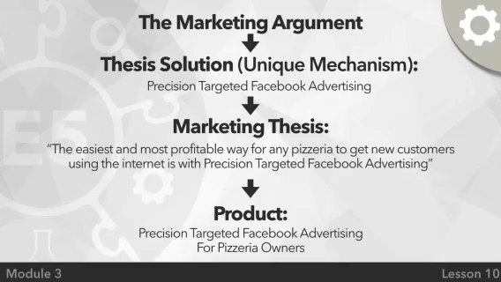Once they've accepted that precision targeted Facebook advertising, that's how we get our marketing thesis exposed and accepted, that the easiest and most profitable way for any pizzeria to get new customers using the internet is with precision targeted Facebook advertising. Well, once they accept that's the easiest and most profitable way for them to get new customers, that's when we introduce our product, our offer. And in this case, I just made this up, but precision targeted Facebook advertising for pizzeria owners. That's our product.